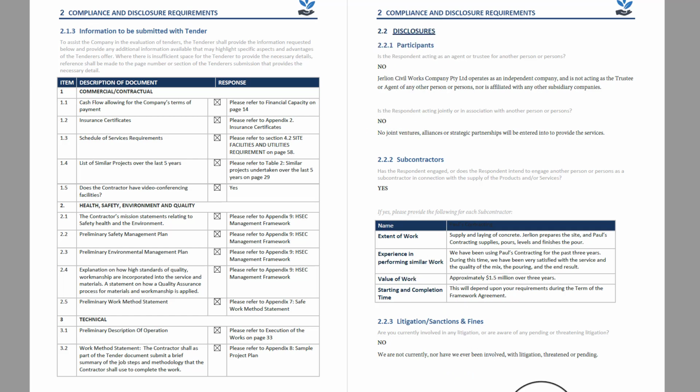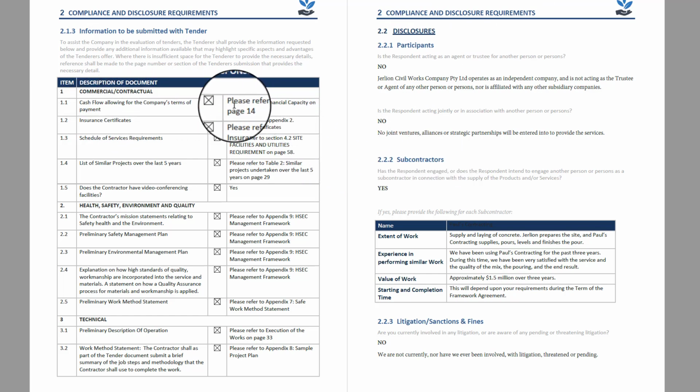You have page numbers on every page. I like to put this breadcrumb up the top. This reminds them what particular criteria they're scoring at this point in time. And in this case, they've asked for cash flow.